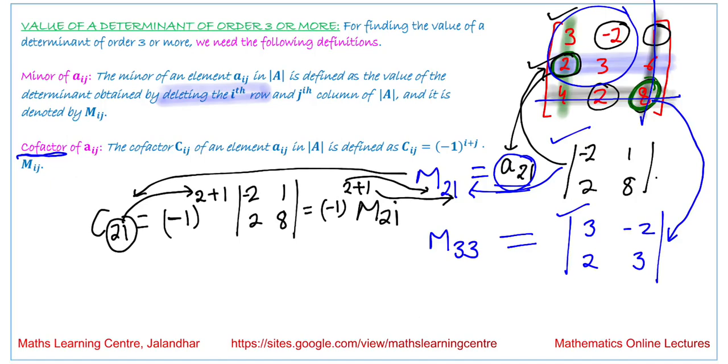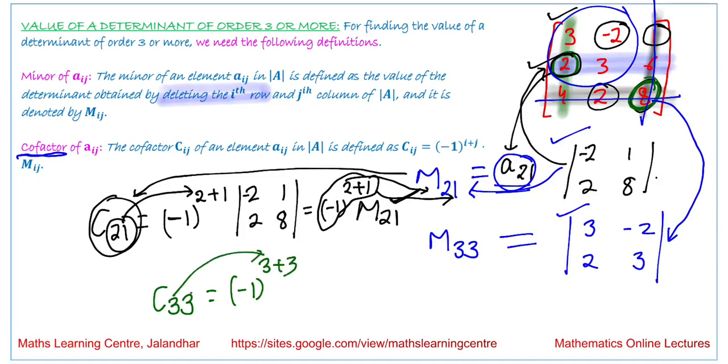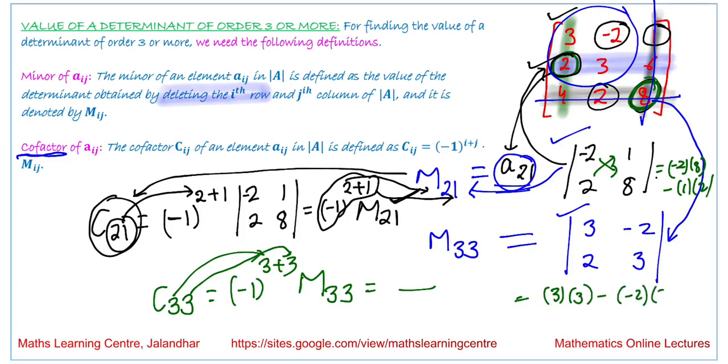So when we are assigning this sign to this minor, that is called the cofactor. Similarly, if I have to calculate C33, it is minus 1 raised to the power 3 plus 3, and then the minor corresponding to 3. So we obtain the final answer. Whatever value we get when we open this determinant by cross multiplication, it is minus 2 into 8 minus 1 into 2. When we open this, it is 3 into 3 minus 2 into 2.